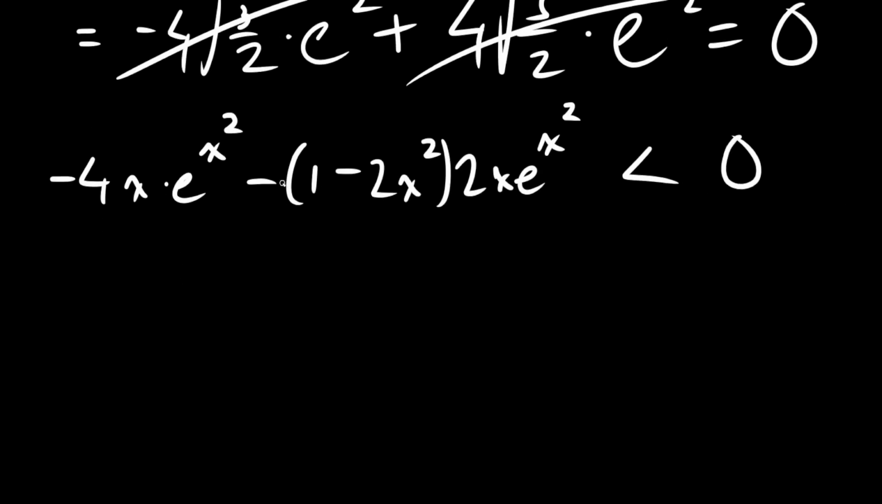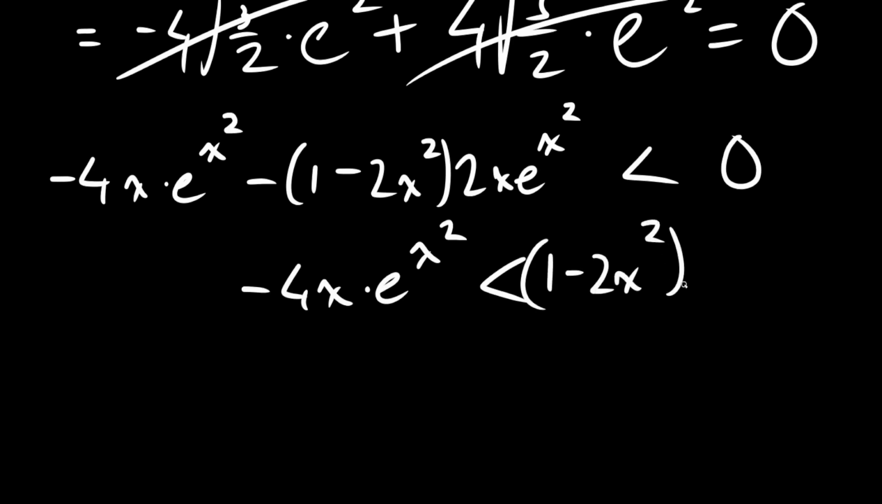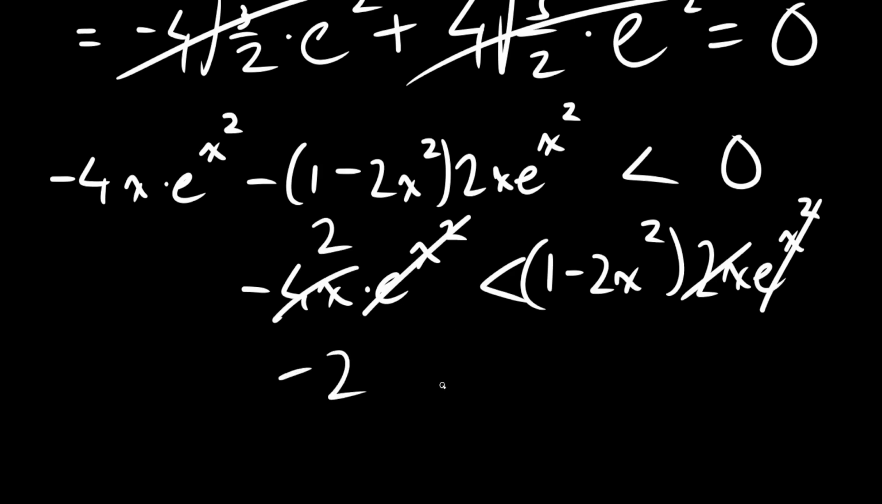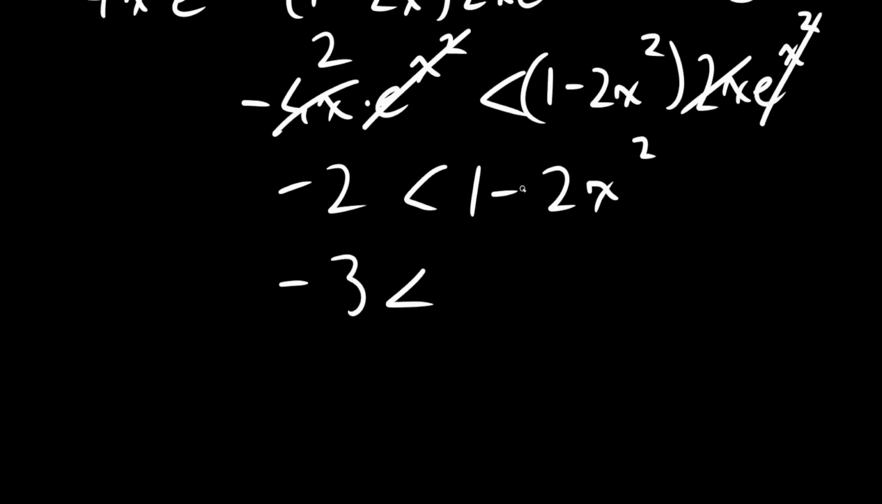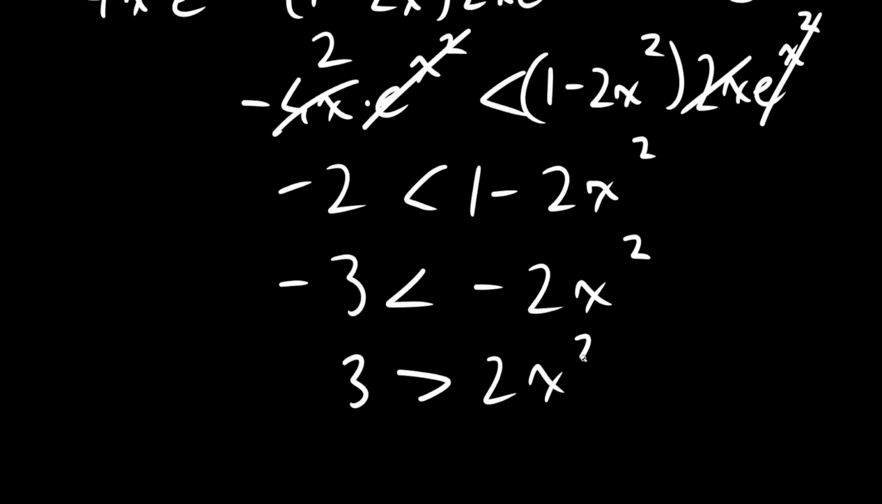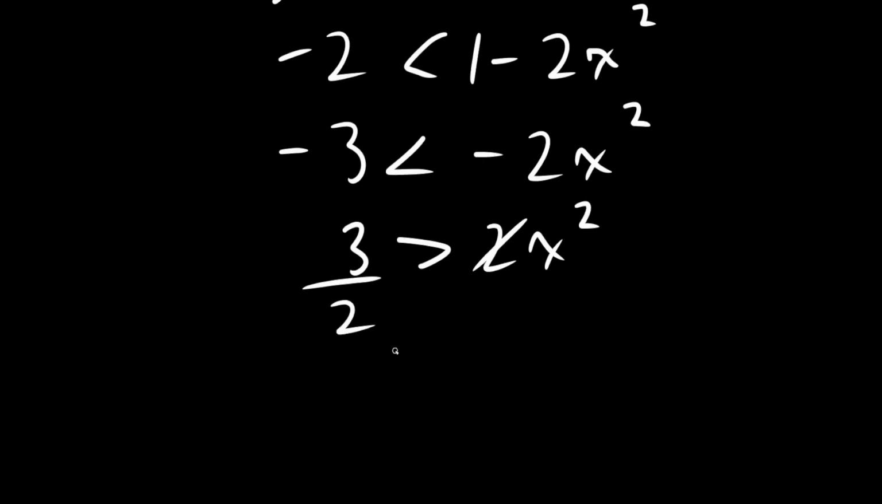So yeah, this is kind of annoying, but let's move the entire thing over. Negative 4x times e to the x squared less than 1 minus 2x squared times 2x e to the x squared. I see a common term here. I'm going to divide both sides by e to the x squared. I'm going to divide both sides by 2x. So I'll be left with negative 2 here. So negative 2 must be less than 1 minus 2x squared. I'm going to subtract 1 from both sides. Negative 3 must be less than negative 2x squared. If we make both sides positive, then we must flip the sign. So 3 is greater than 2x squared. Divide both sides by 2. Then take the square root. 3 over 2 must be greater than x squared.